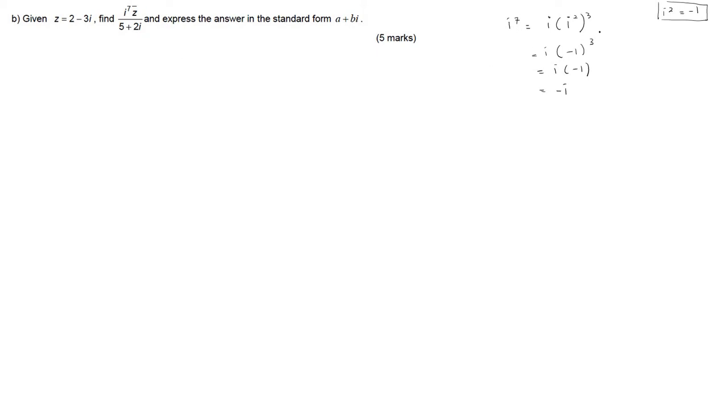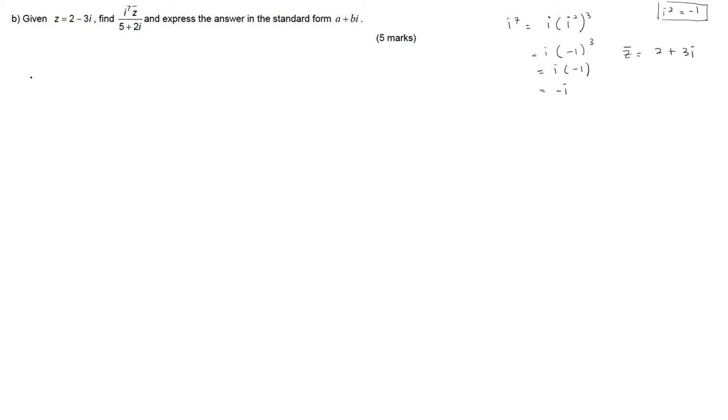And then we have z conjugate. Okay, for the conjugate, we will change the sign of the terms with i. So here the term with i is negative 3i. Z conjugate will become 2 plus 3i. We change the sign: here it is negative, the conjugate becomes positive. But if it is positive, the conjugate will become negative.